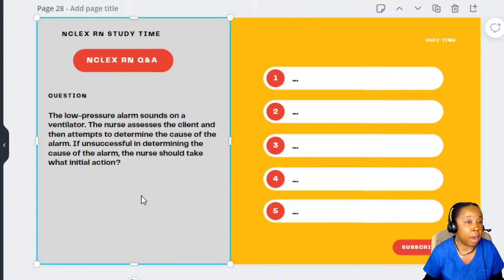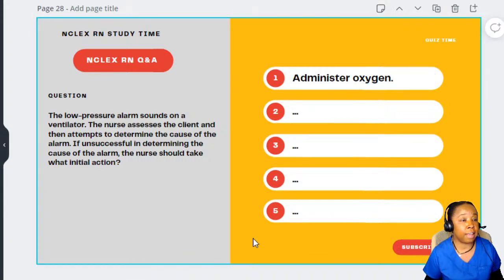If you hear the alarm, the first thing you have to do when you get to the room is go straight to the patient. We have the equipment and we have the patient. Don't ever go to the equipment first. You have to go to the patient first, and then you will assess the patient. In that case, the nurse couldn't find the problem. And then they give us different options to see what you would do if you were the nurse.